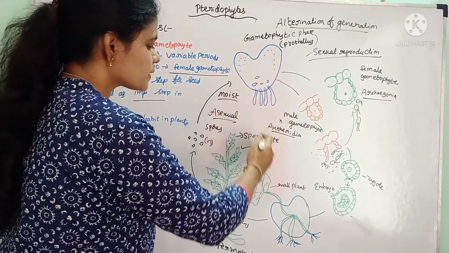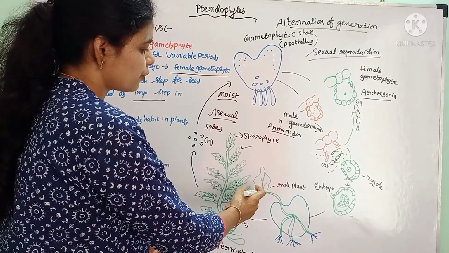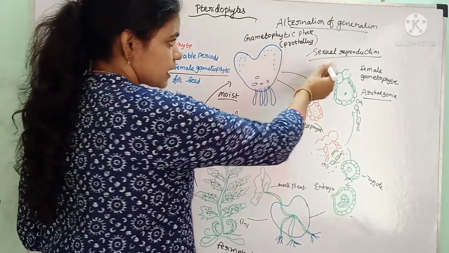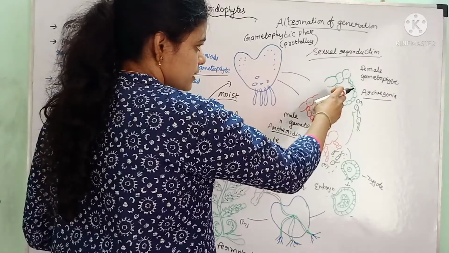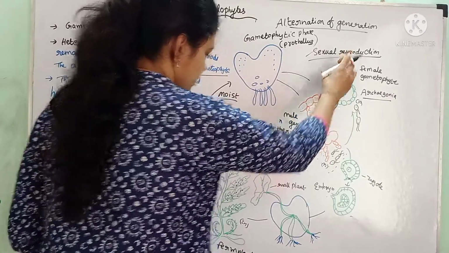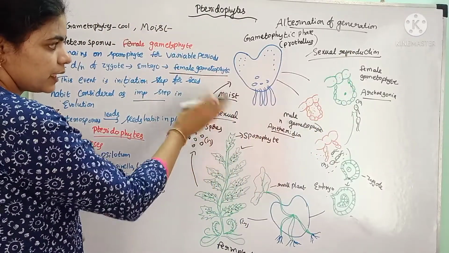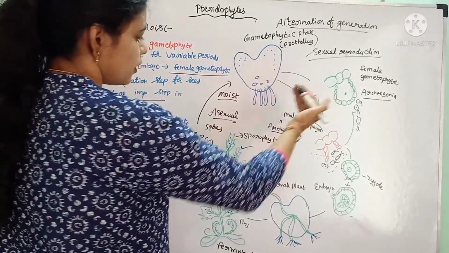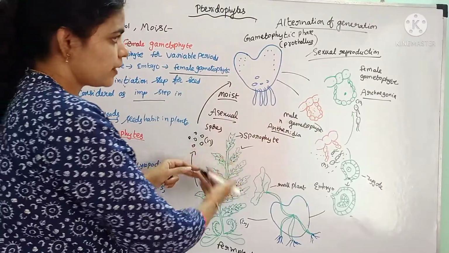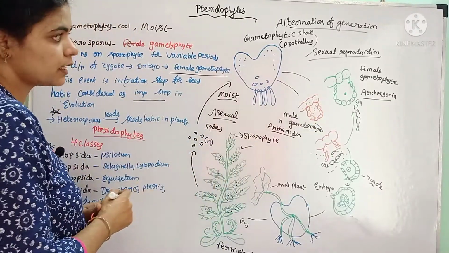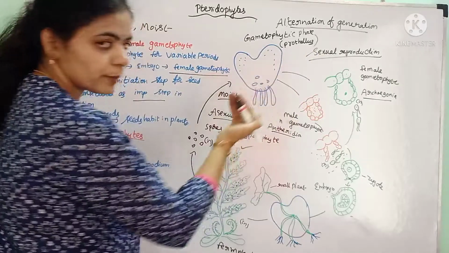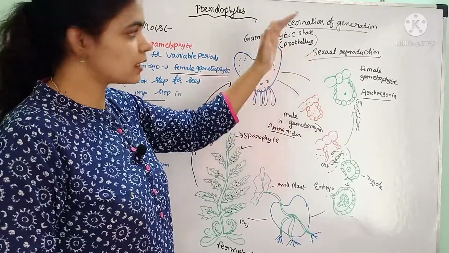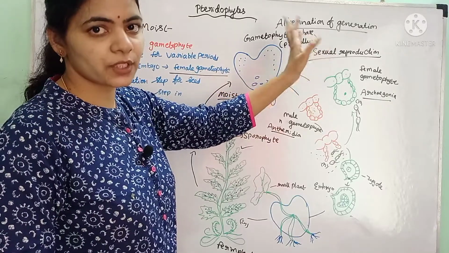Here, from the sporophytic phase, asexual reproduction occurs, and in the gametophytic phase, sexual reproduction occurs. Here the fusion of gametes takes place, hence it is sexual reproduction. Here the spores germinate and reproduce, which is asexual reproduction. The sexual phase is followed by the asexual phase, and the asexual phase is followed by the sexual phase. That is, the gametophytic phase is followed by the sporophytic phase, and the sporophytic phase is followed by the gametophytic phase. That is called alternation of generation.